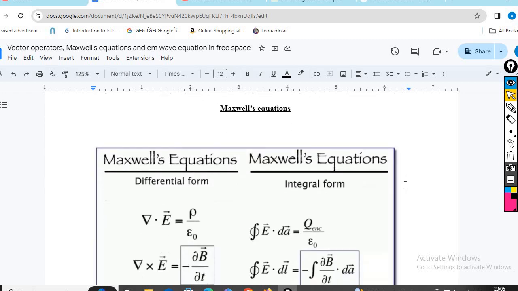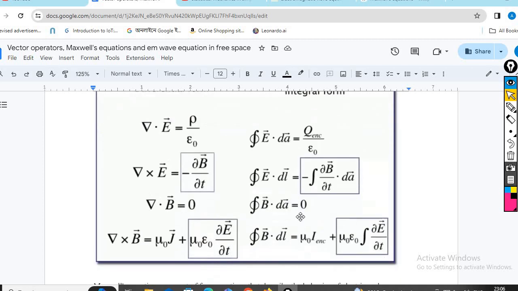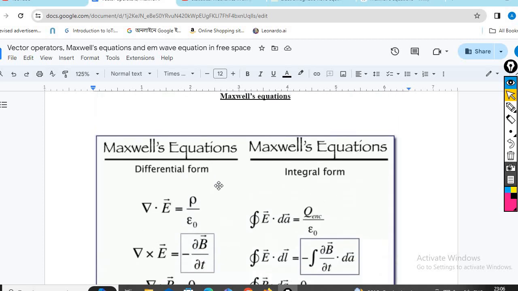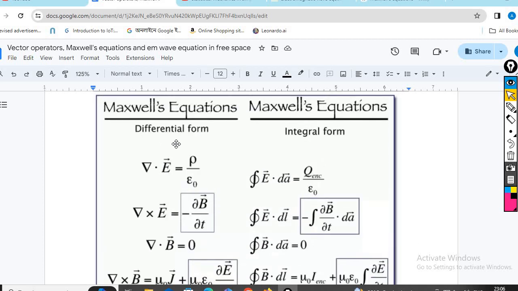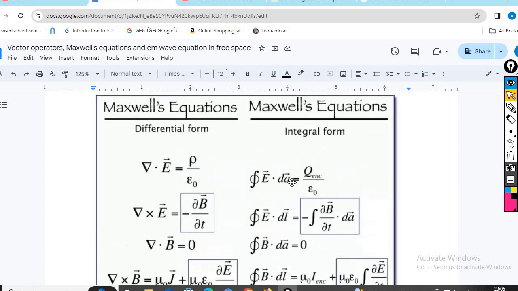Now the electric and magnetic vector field, they are combined by the famous Maxwell's equations. Now here I have just considered all four equations in the form of a differential equation and in the form of an integral equation. Let me just explain one by one. So the first equation is known as the Gauss equation.